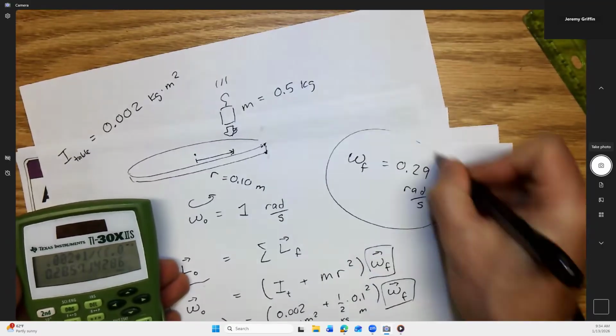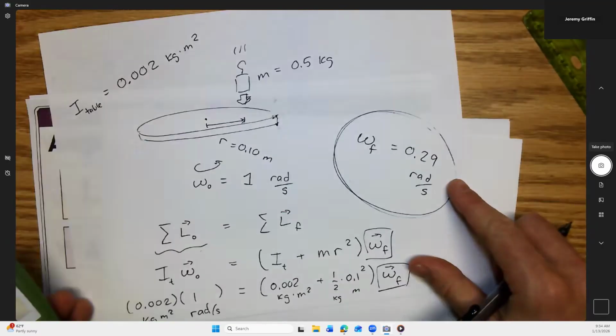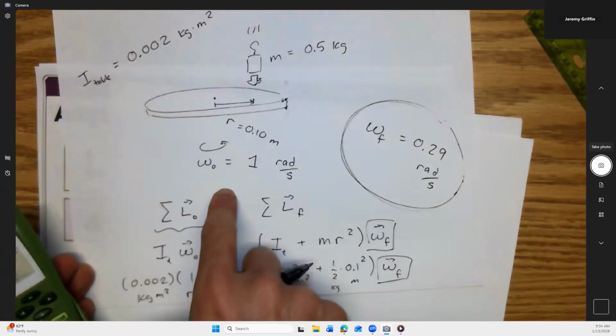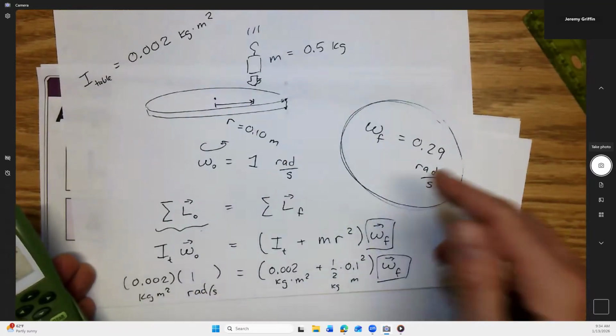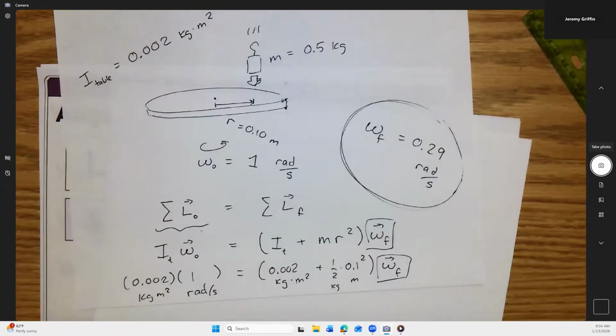Guys, is that somewhere between a quarter and a third of the original rotation rate? Because the original omega was 1 radian per second. Now it's somewhere between a quarter and a third of that. That looks fairly similar to what you guys should have solved. Didn't it slow down by maybe a factor of 3 or so? Yeah, it's pretty close.